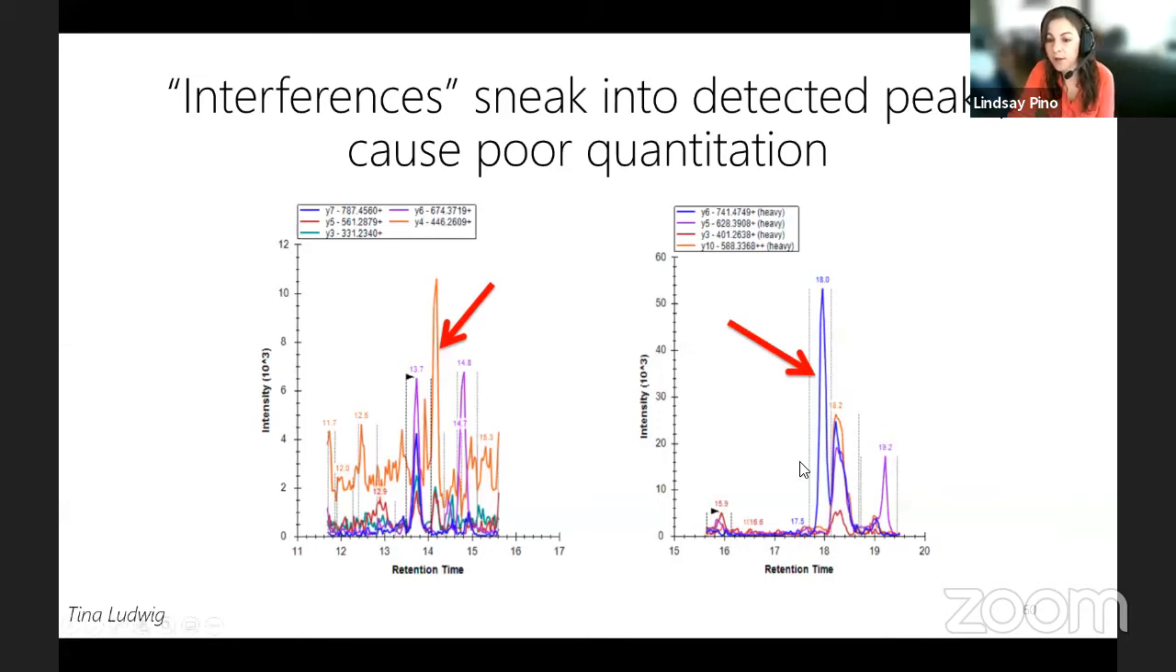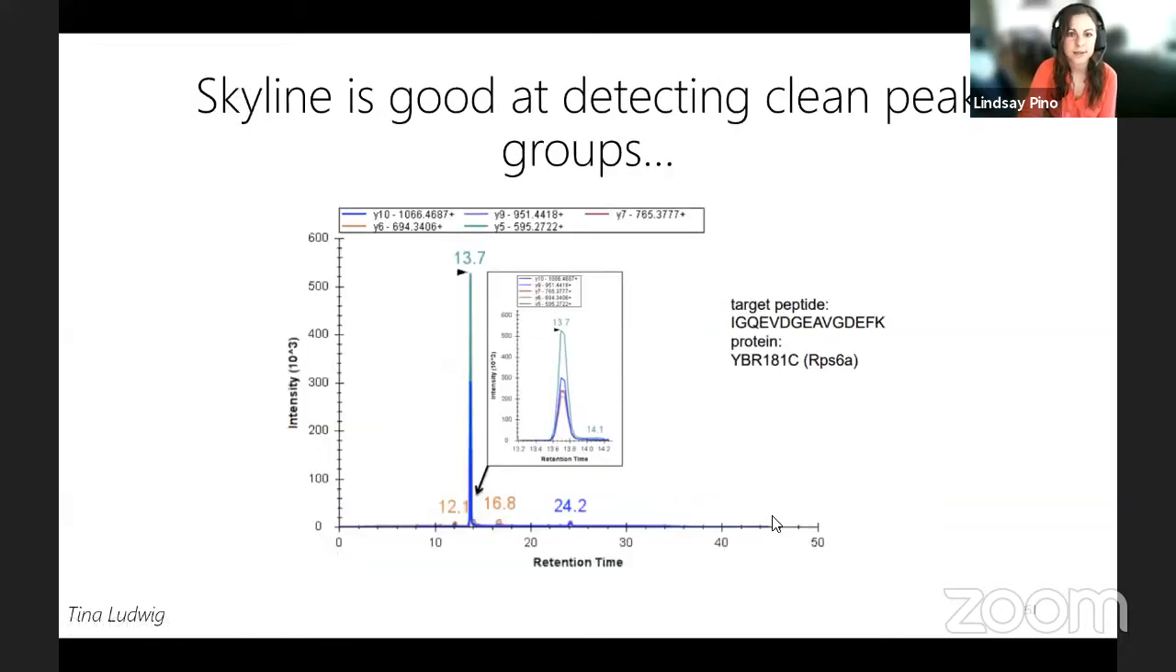This is another example on the right of a peptide where maybe this peak group looks good at 18.2 minutes in the chromatogram, but this Y6 fragment ion is maybe not a great choice for quantification for this precursor because there's this large, almost co-eluting interference. So we'll be doing a couple more data curation hands-on in just a second. So this is to say that Skyline is good when you have a clean peak group to pick.